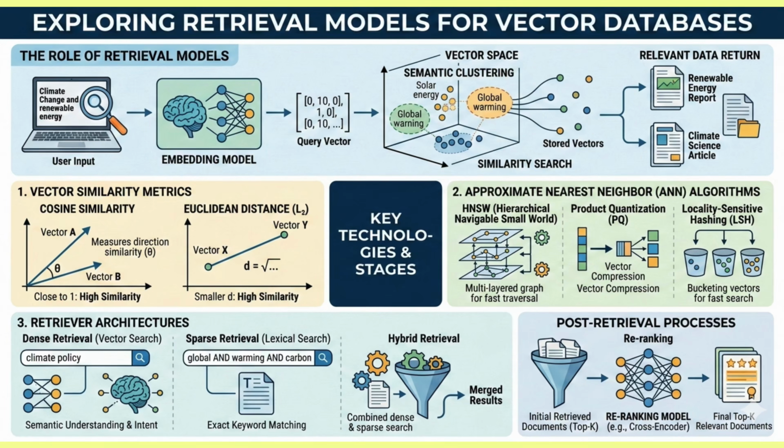The most common application for these retrieval models is in RAG systems, also known as Retrieval-Augmented Generation, where they provide large language models with up-to-date external and domain-specific knowledge to improve the factual accuracy of their responses. Retrieval models rely on several key technologies and stages to execute an efficient similarity search. So to determine how close two vectors are, the retrieval model uses a mathematical distance or similarity metric.